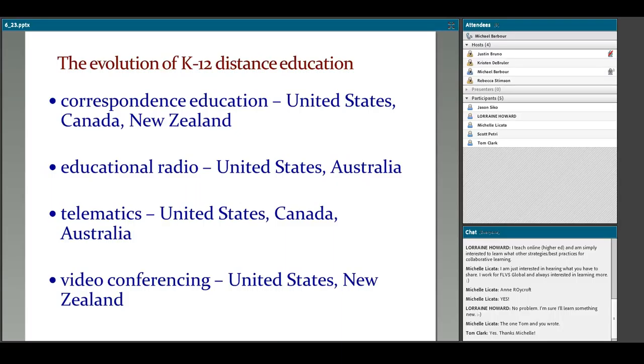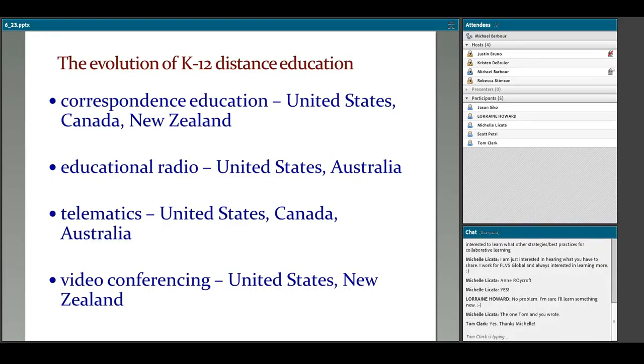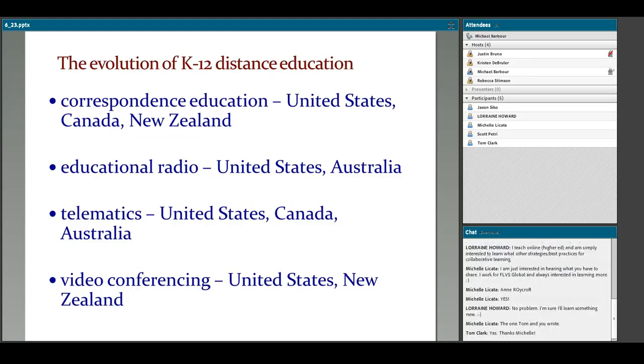And one of the things that he talks about is the fact that at the K-12 level, and the same is true at the higher ed level, it began with a correspondence model of education. In his chapter, Tom talks about really beginning, at least at the K-12 level, with an outreach program that was done at the University of Nebraska-Lincoln.